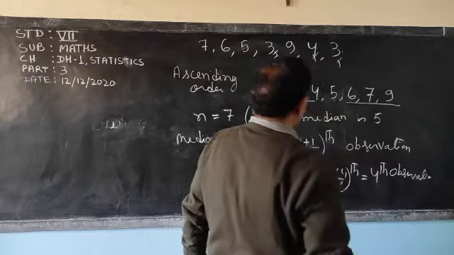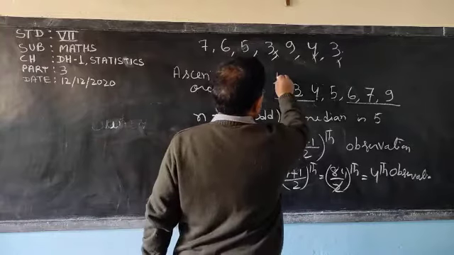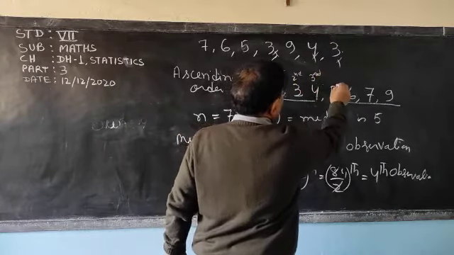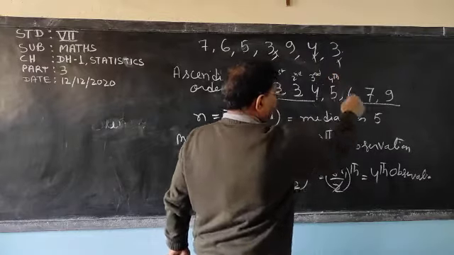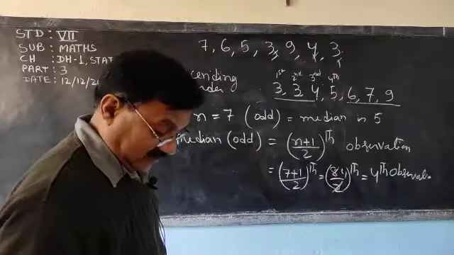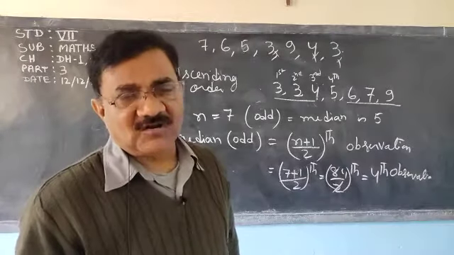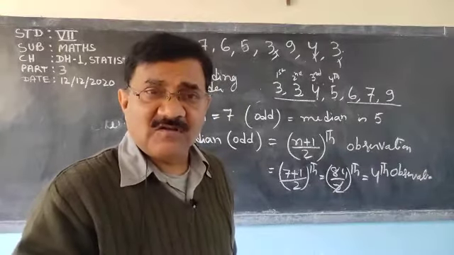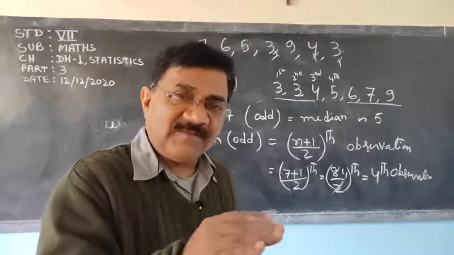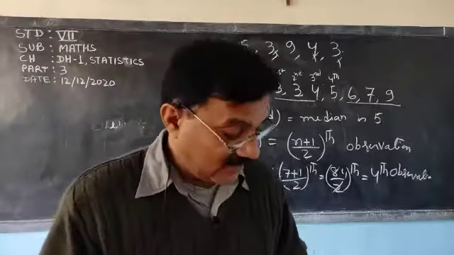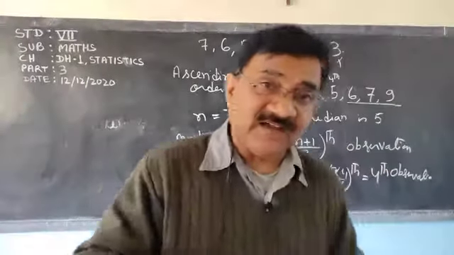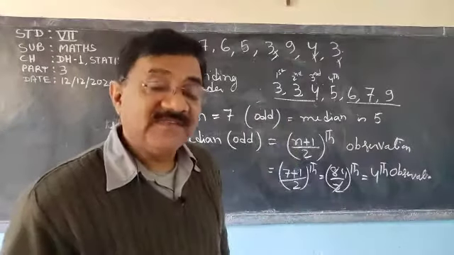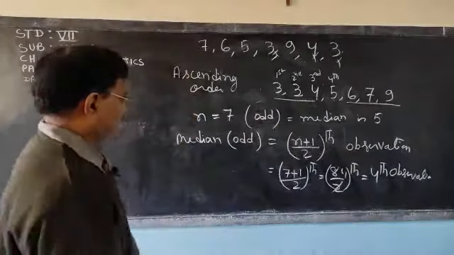See, which one is the 4th observation? First, second, third, and 4th observation is 5. So, median will be equal to 5. Understood or not? Not 4, the 4th observation, whichever is in the 4th place, that is the median. Next, if the number n is even, then which formula we will use?